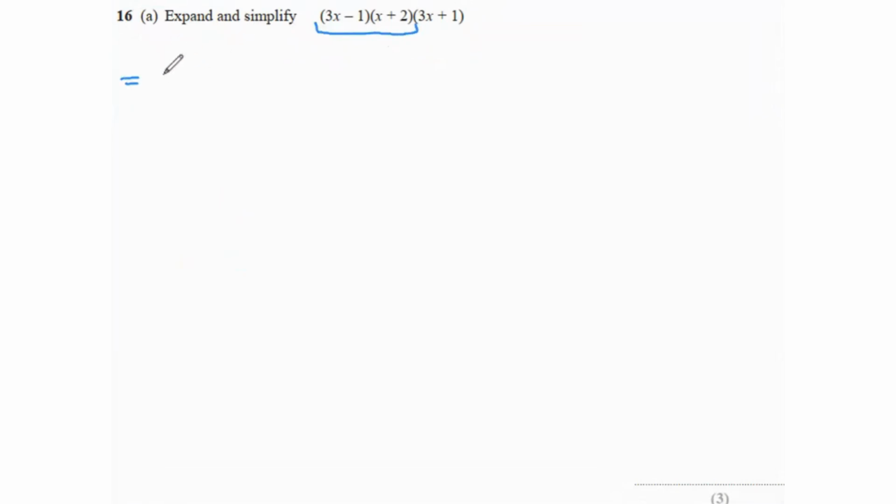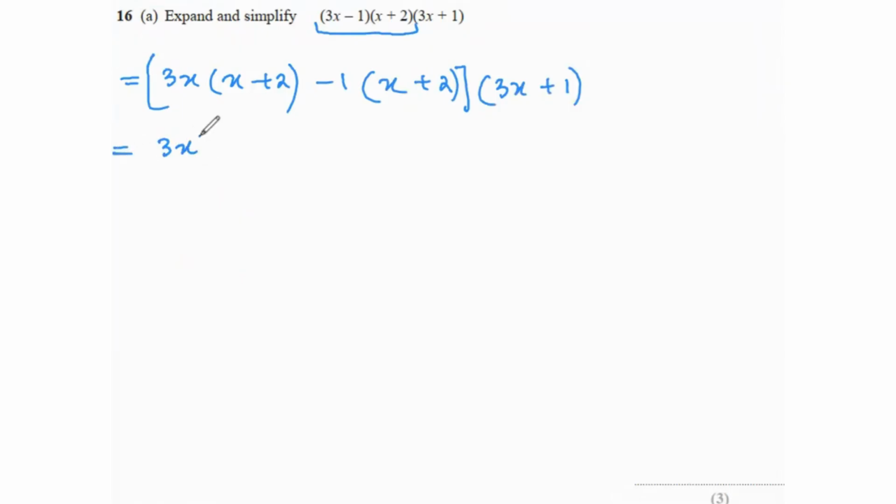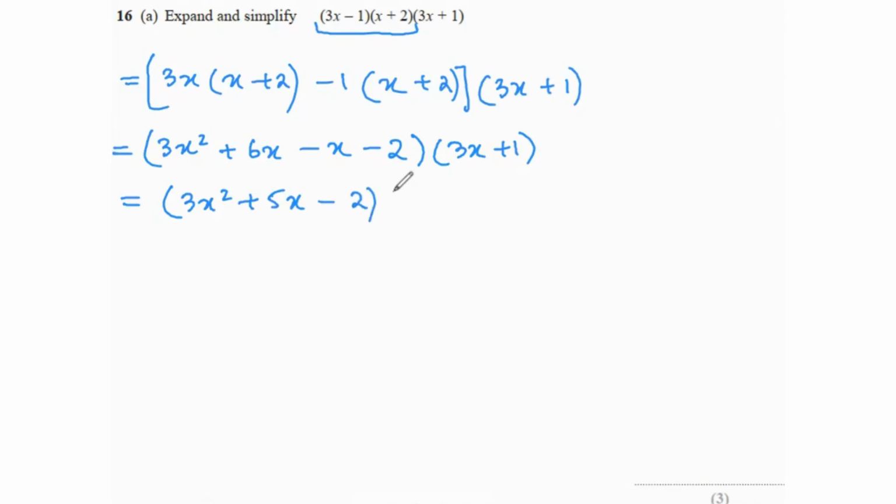Then for this, I'll expand the first two brackets first and multiply the result with the last bracket. So 3x times x plus 2 minus 1 times x plus 2. That gets multiplied with 3x plus 1. So that's 3x squared plus 6x minus x minus 2, times 3x plus 1. So that's 3x squared plus 5x minus 2 times 3x plus 1.